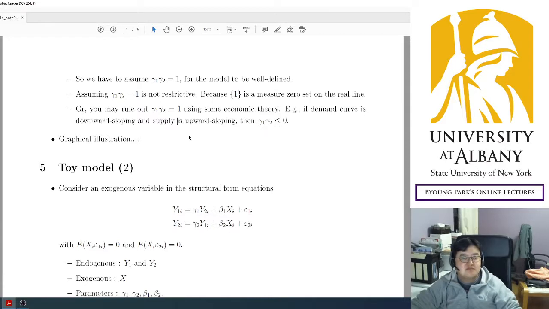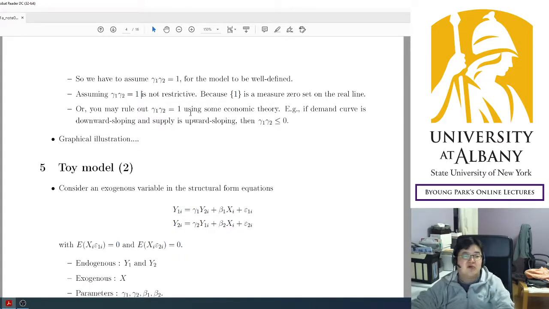So because it's just one point. Gamma 1, gamma 2 can take any number, but they just don't need to be at a specific point, which is a very small probability. So we call this a measure zero set. So this is simply a measure zero set. So it won't happen except for special cases.